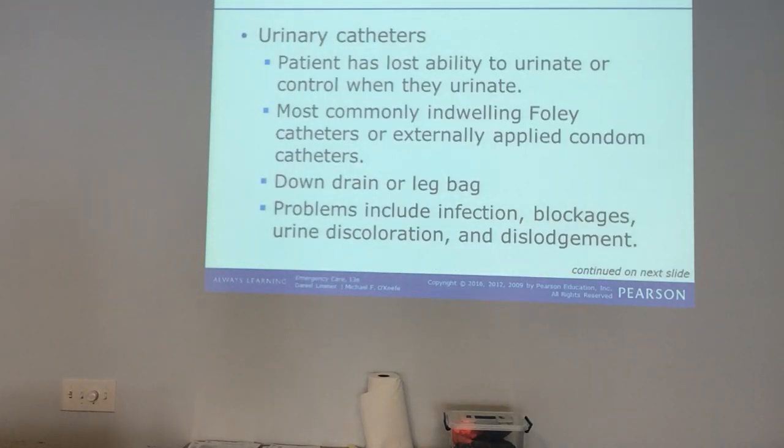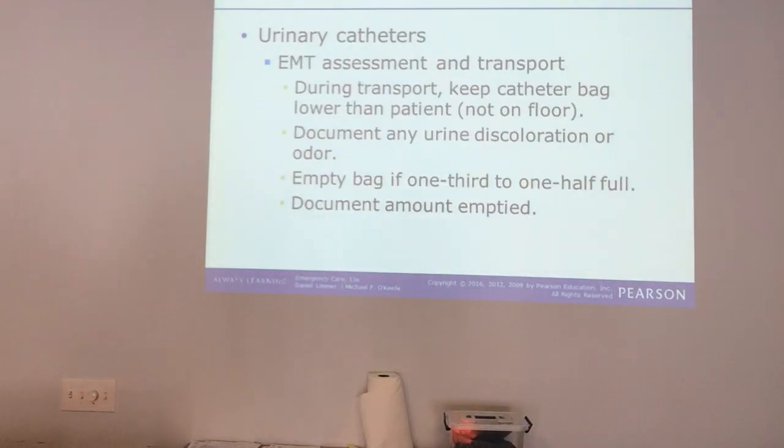So, urinary catheters. The patient has lost the ability to control when they urinate. Most commonly indwelling Foley catheters or externally applied condom catheters. We pretty much just see the Foley catheters. I haven't seen a condom catheter in a long, long time. It drains down the leg into a bag. Problems include infection, blockage, urine discoloration, dislodgement. Most of these patients end up having UTIs at some point in their life.